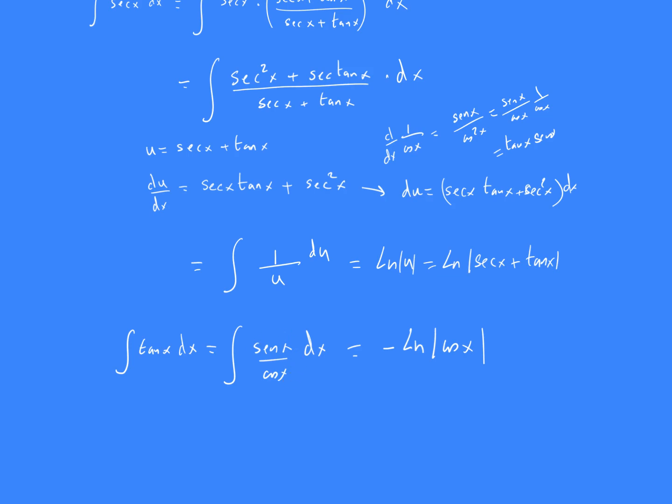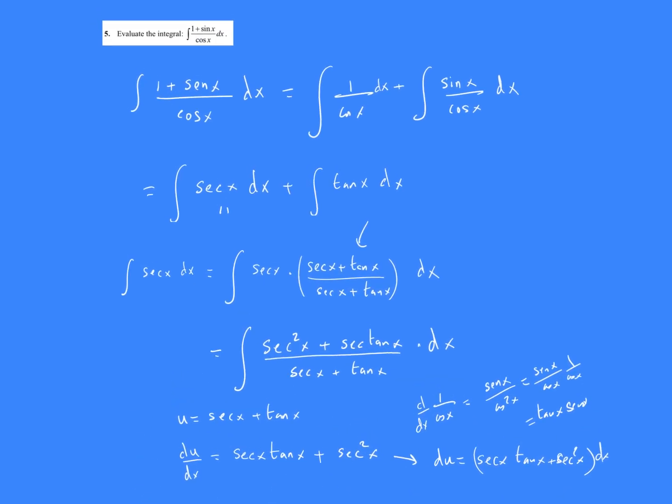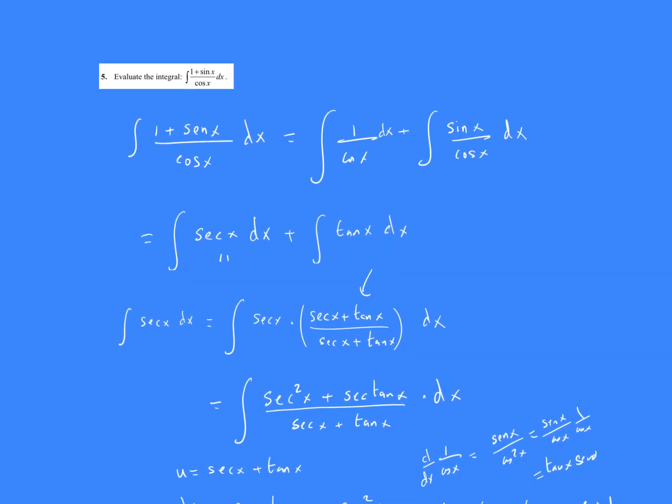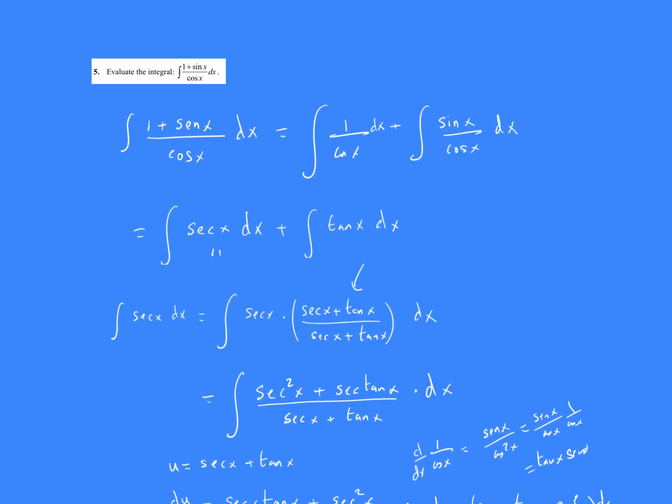So as a result, the conclusion is that the integral that we want to find, the integral of 1 plus sine of x divided by cosine of x, is equal to this integral, and we found that the integral of secant x is the natural log of secant x plus tangent x, and the integral of tangent x is the natural log of cosine of x, and the integral is solved.